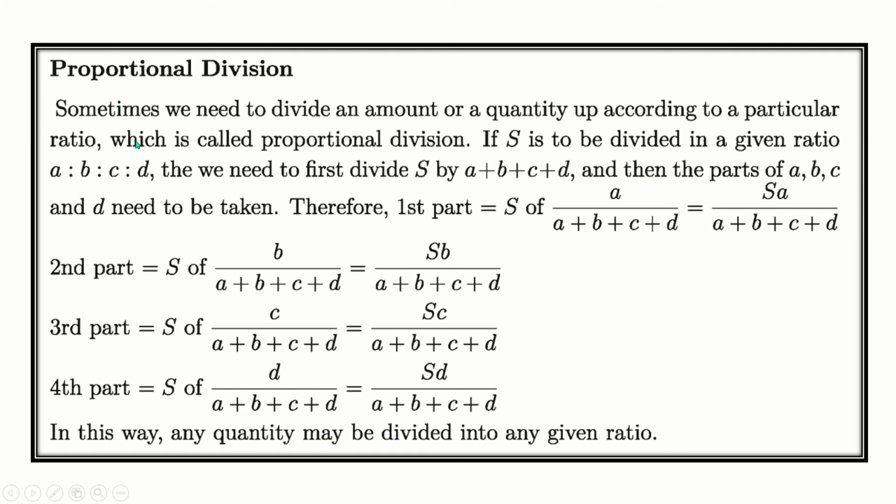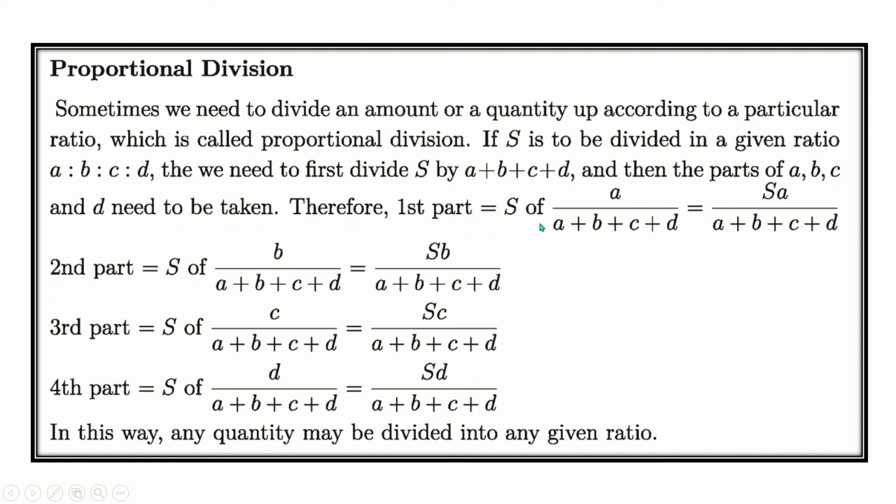Now proportional division. Sometimes we need to divide an amount or a quantity according to a particular ratio, which is called proportional division. If S is to be divided in a given ratio A is to B is to C is to D, then we need to first divide S by A plus B plus C plus D, and then the parts of A, B, C and D need to be taken.